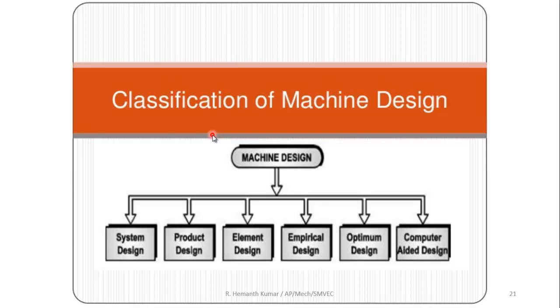Another classification is depending on products, that is system design, product design, element design, empirical design. This is nothing but another type of classification.